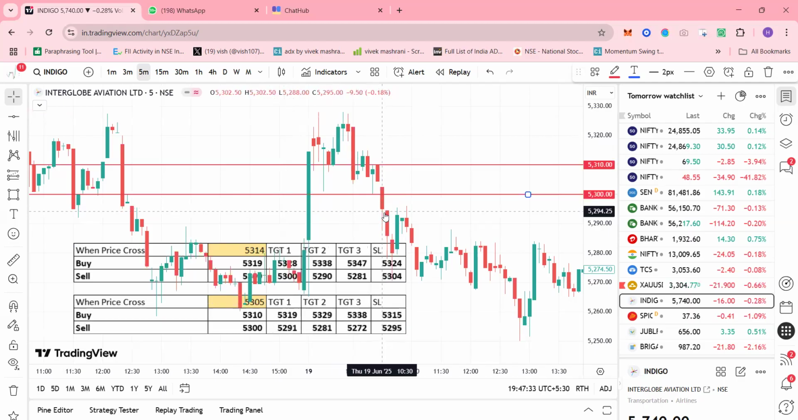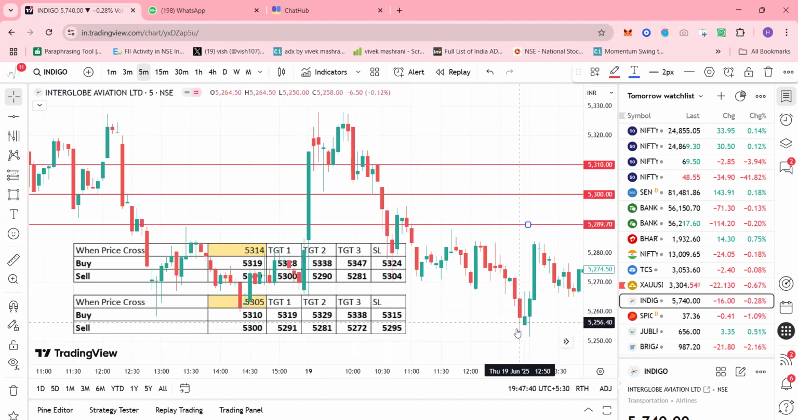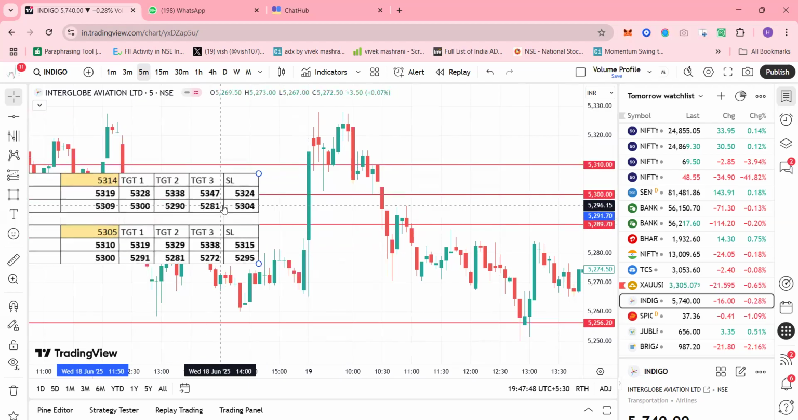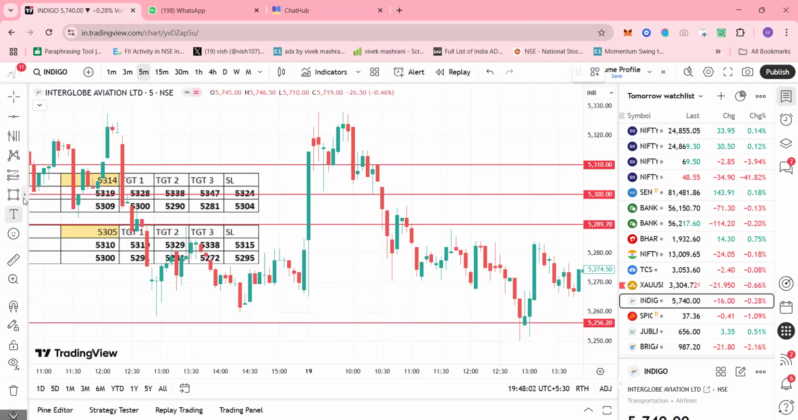The first target was 5291, and then 5277 has also hit. Wow, 5272 is hit, right? The same day. Generally in this gap up opening, what would people do? They will start buying. But here, what has happened? Stop loss has hit and it has given me a sell, right? Wait, I'll mark it for you.